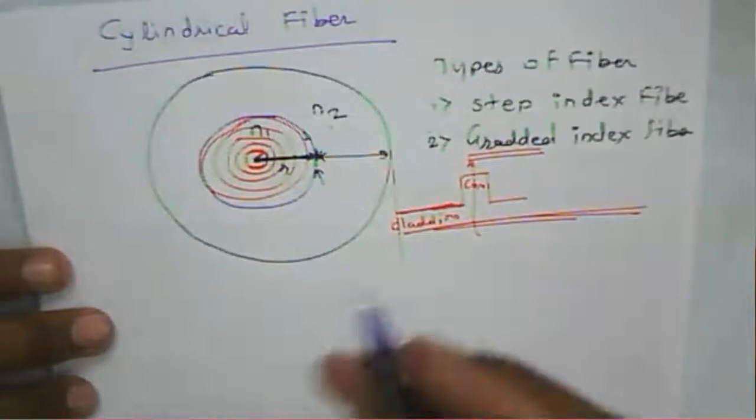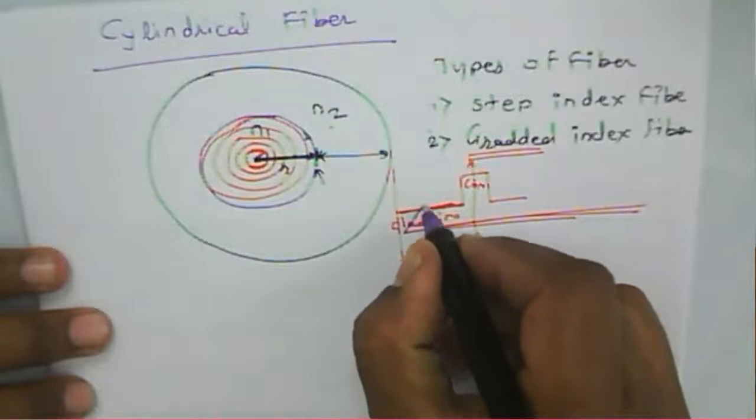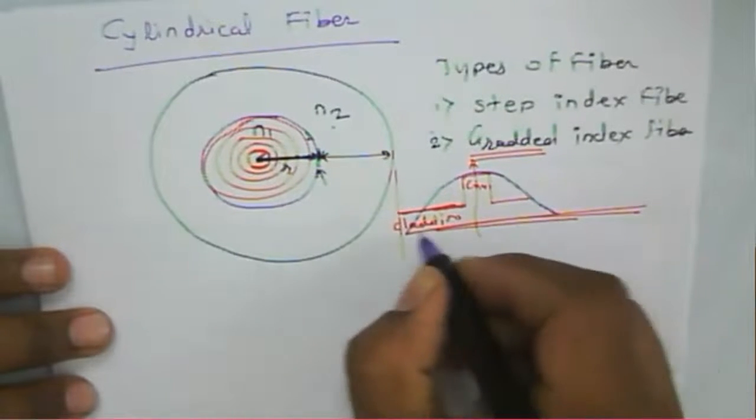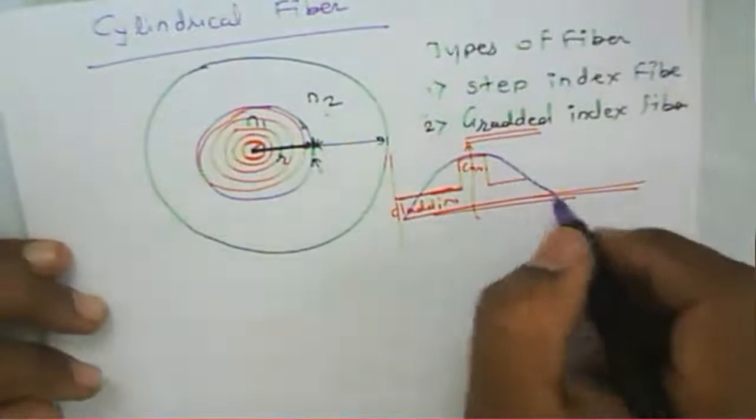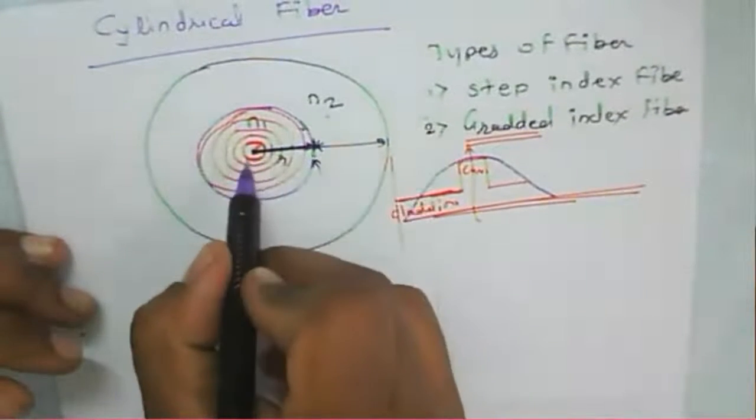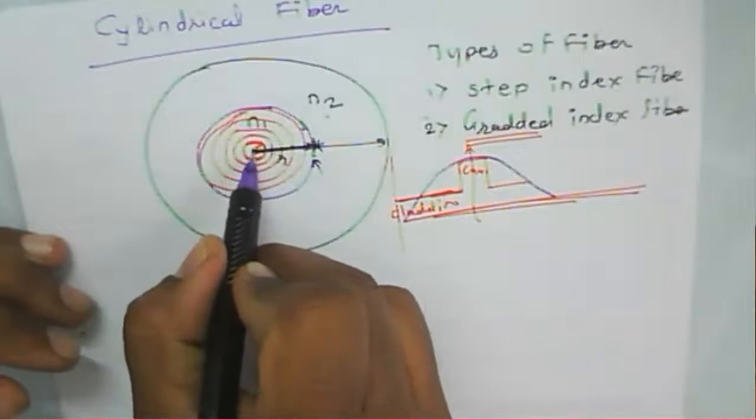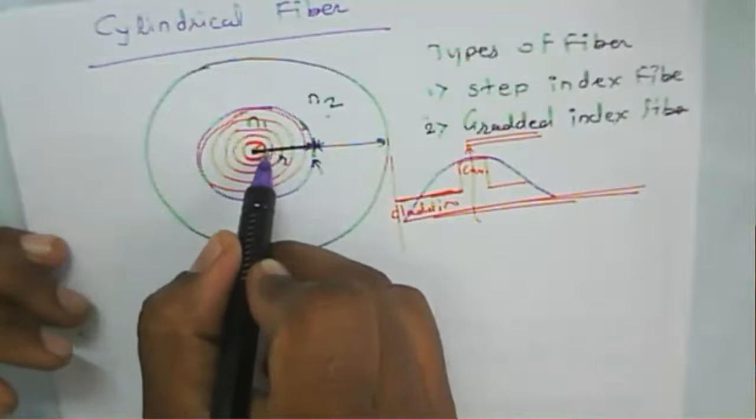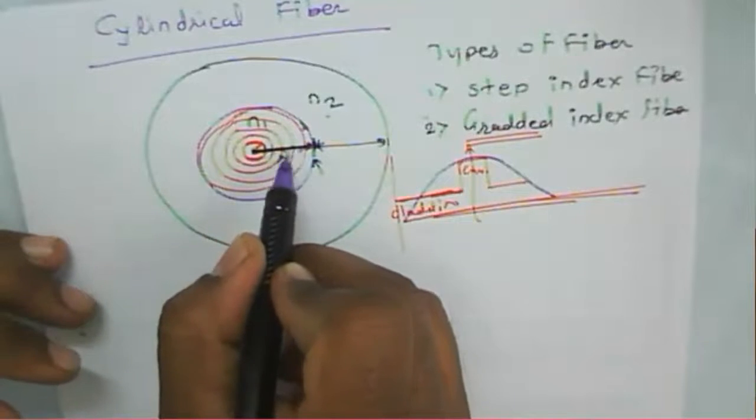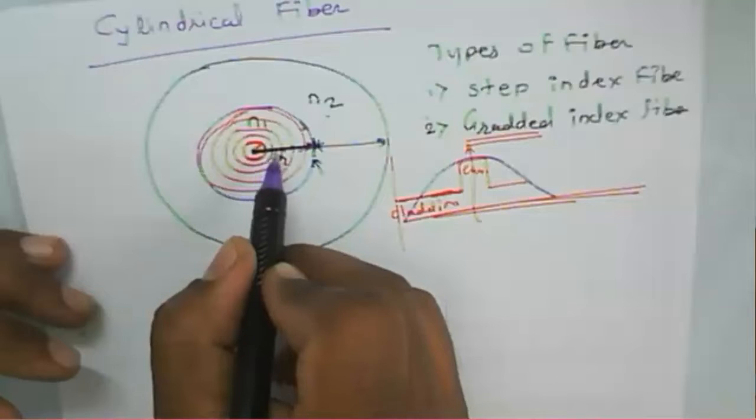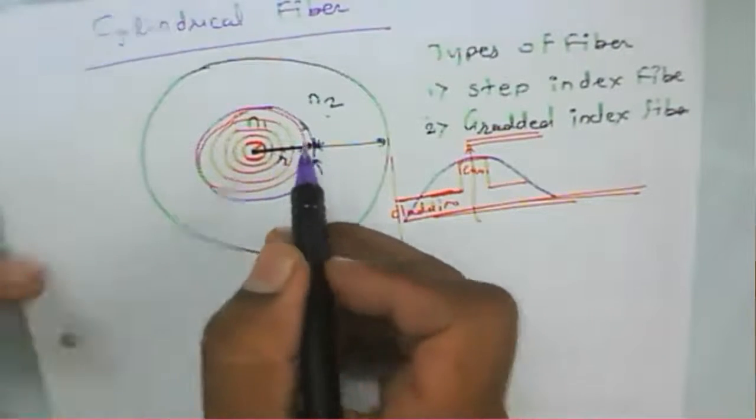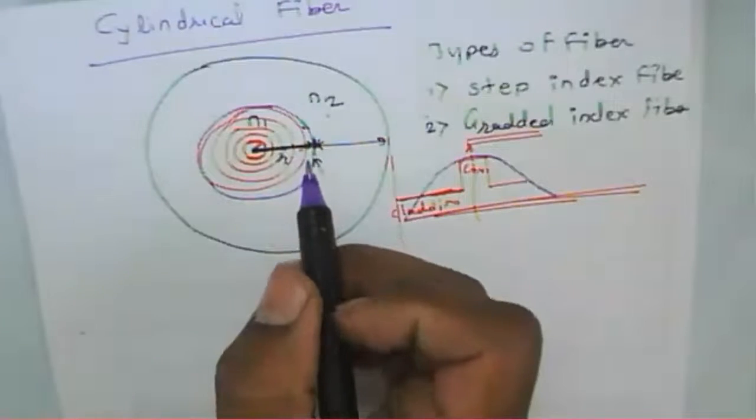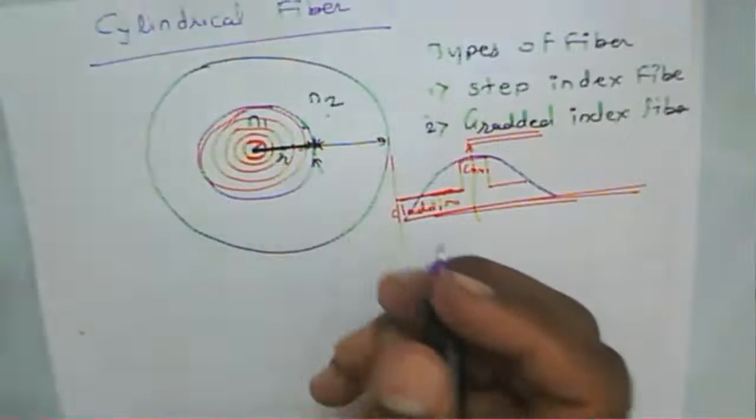But in the case of a graded index fiber, it changes likewise. It slowly increases and then decreases here. So it means that the refractive index of this particular core gradually increases. At this particular center it is the highest, and gradually it decreases. So there is a variation in the refractive index of this particular fiber.